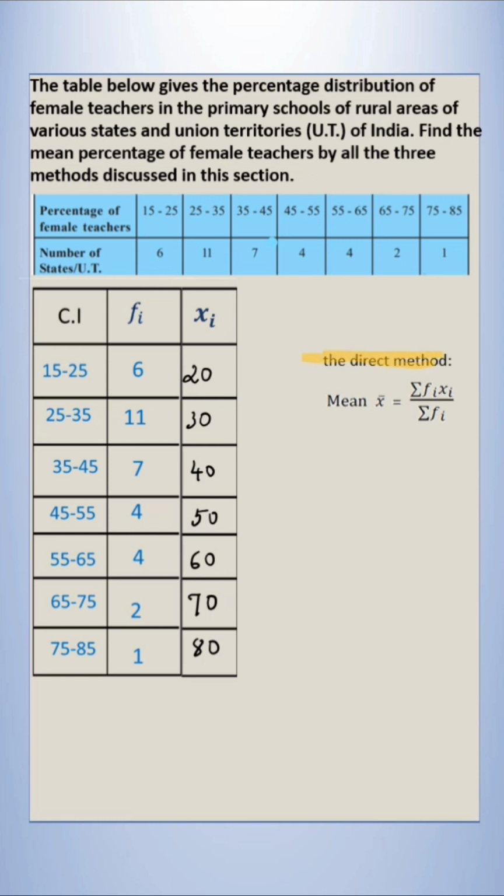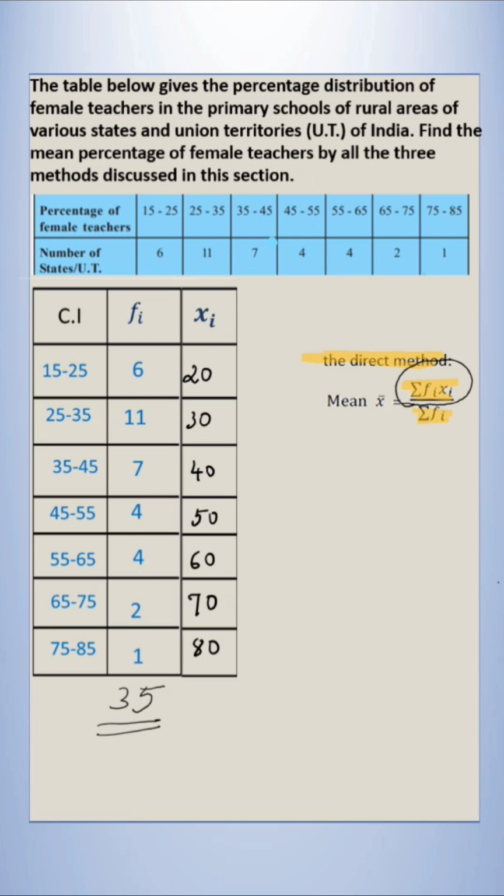Now we are finding the mean by direct method. The formula for which is summation of Fi xi upon summation of Fi. Summation of Fi is here 35. If you go on adding all these things, 6 plus 1, 7, 14, 14 plus 4, how much? 18, 18 plus 4, 22, 23, 25, carry 2, 1 plus 2, 35. Summation of F is 35.